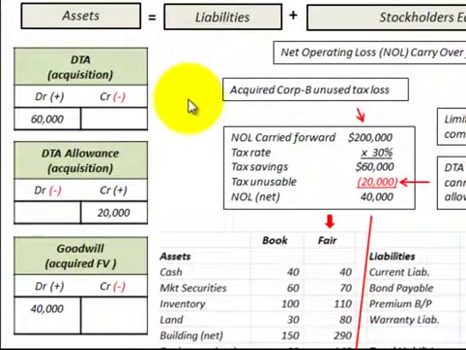Okay, to record this deferred tax asset, we'd set up this deferred tax asset account here and debit or increase it here for $60,000, and then we'd have this contra account here, deferred tax asset allowance account here. We'd credit it or increase it here for $20,000, and then we'd record our goodwill here for $40,000, or we'd debit or increase our goodwill here for $40,000.